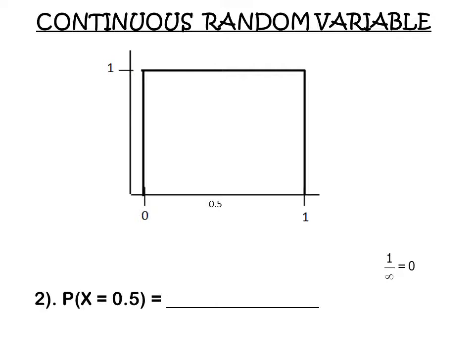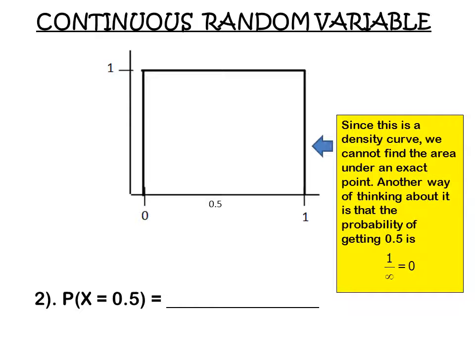Looking for the probability of 0.5 is not possible. Since this is a density curve, we cannot find the area under an exact point. Another way of thinking about it is that the probability of getting 0.5 is 1 out of an infinite possibilities of numbers. 1 divided by infinity is going to be 0.